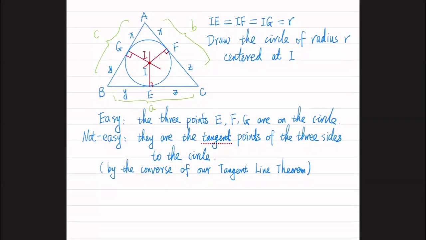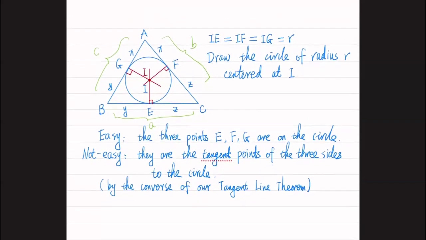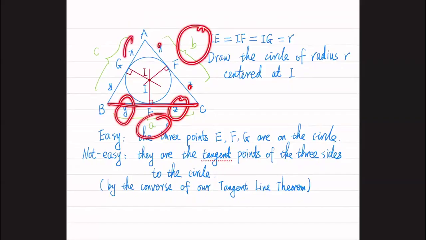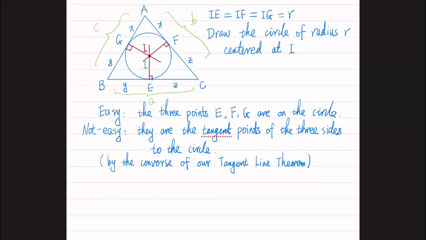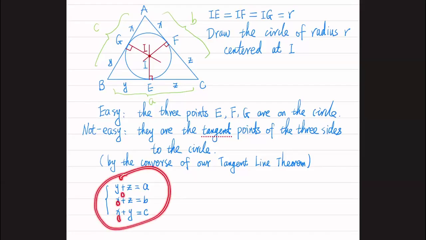So the relationship is that we can see Y and Z, we add them, we get A. X and Z, add them, get B. X and Y, add them, get C. We have three equations. Three equations, three unknowns, X, Y, Z. How did we find this X, Y, Z?